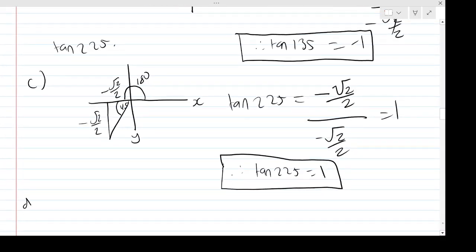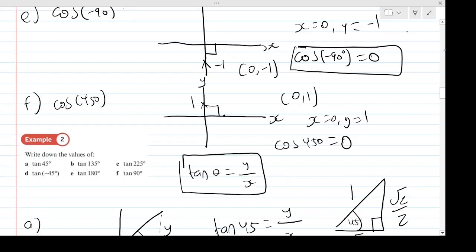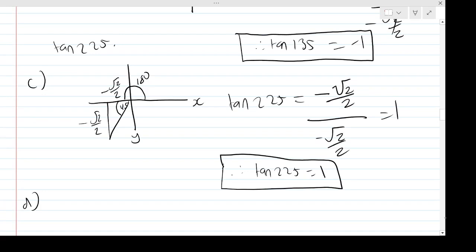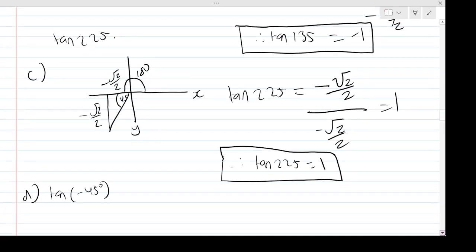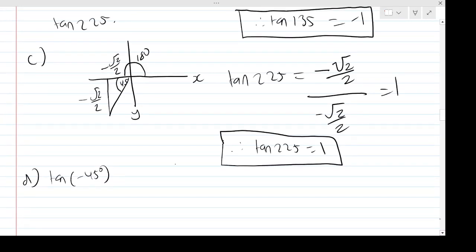Okay, part D then. We now need to find tan of negative 45. So again, because it's negative now, we're going to go in the reverse direction. So we don't go that way, because we have negative 45. We'll be going clockwise instead, down here. So we're going to go 45 downwards, because it's negative. So it'd be like that.